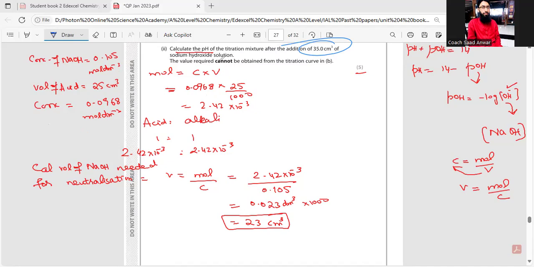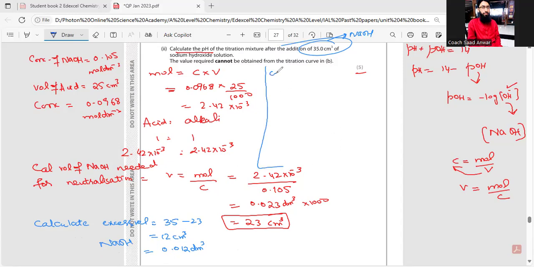Now we calculate the extra volume, because they have given us 35 and 23 is the volume of sodium hydroxide needed for neutralization. So calculate the excess volume, and that is 35 cm cubed, this is also the sodium hydroxide volume, take away 23, so this equals 12 cm cubed. Perfect. 12 cm cubed means in dm cubed I can say this is 0.012 dm cubed. This is the volume of sodium hydroxide that is extra. This volume would help me to calculate the excess amount of sodium hydroxide.